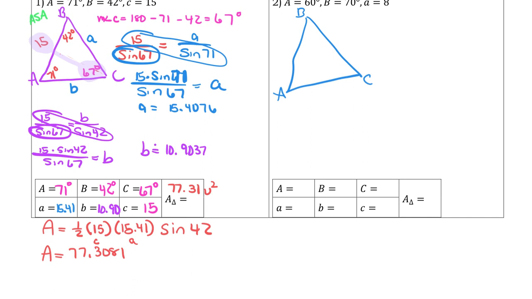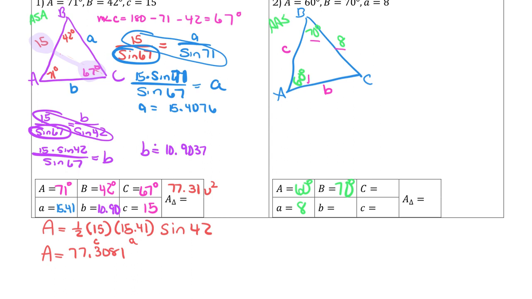Now we'll just practice. Okay, so I've got angle A at 60 degrees. I've got angle B at 70 degrees. And side A is 8. So side A is 8, angle A is 60 degrees, angle B is 70 degrees. So now across from B is side B, across from C is side C. I see that I am using angle, angle, side. So I'm using law of sines.